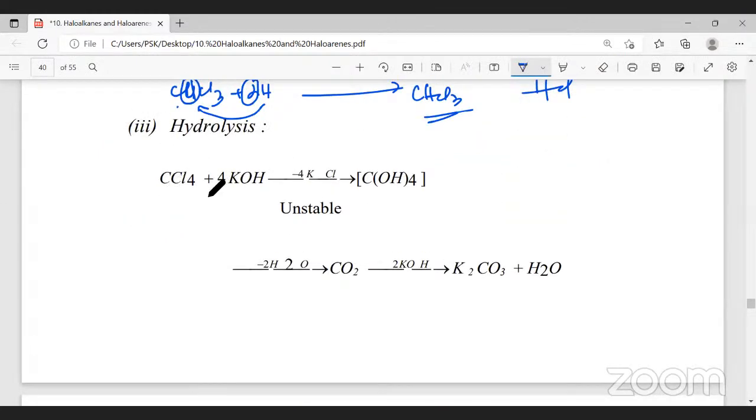Next is carbon tetrachloride on hydrolysis with aqueous potassium hydroxide.